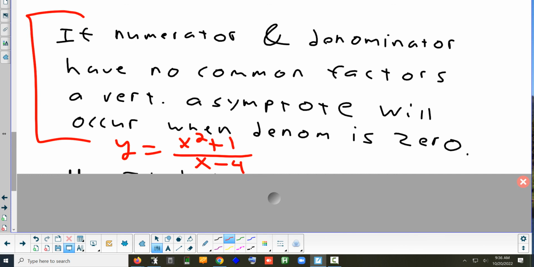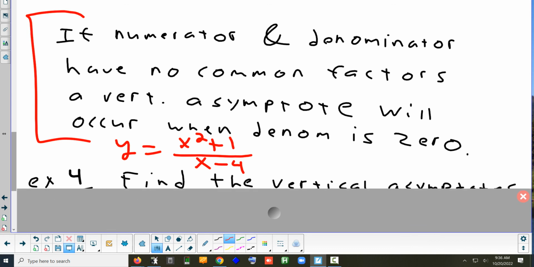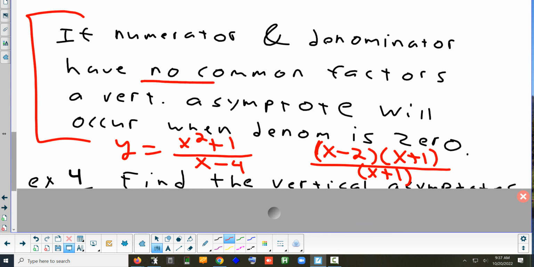Now, let me write a different one down. x minus 2 times x plus 1 over x plus 1. I said one thing that was very important in there. I said something about having no common factors. This problem that I just wrote down, x minus 2 times x plus 1 over x plus 1, there is a common factor there. What's the common factor in this problem?